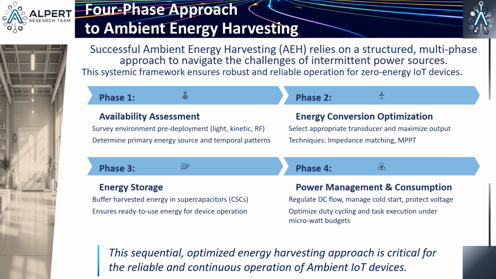2 is energy conversion optimization. This is the engineering layer. You have to select the appropriate transducer and then maximize its output. 3 is energy storage. Buffering the converted energy, typically in those CSCs for AIoT, making sure it's ready for use. And finally, 4 is power management and consumption. This involves regulating the DC flow, managing the cold start sequence, and protecting the device from voltage instability.